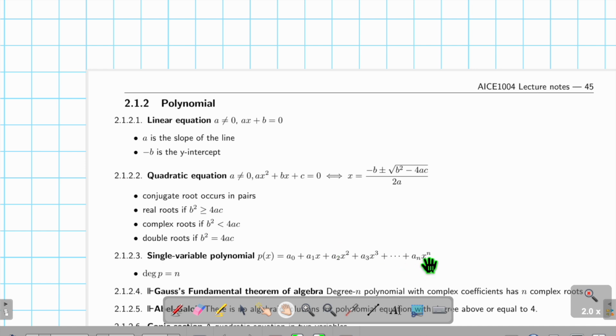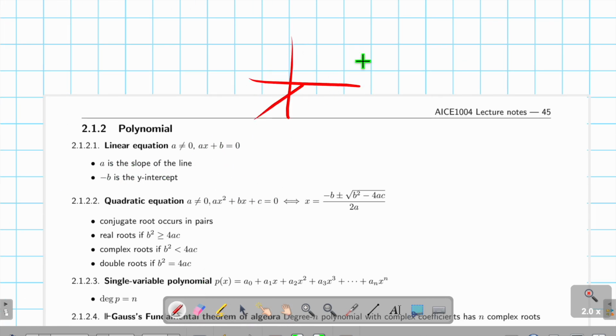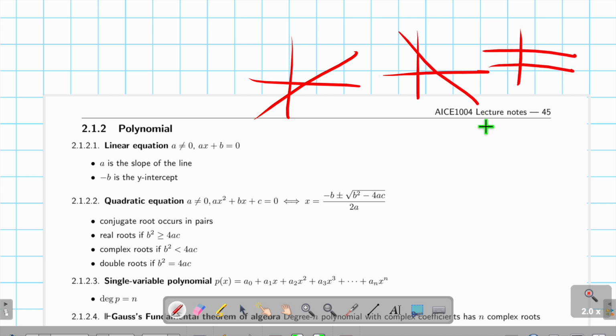And if n is 1, we have this thing, which is a linear equation. So this is a straight line, okay? And then in this expression, a is the slope, and negative b is the y-intercept. So basically, it's just something like this, or something like this, or something like this, okay? These three are linear equations.